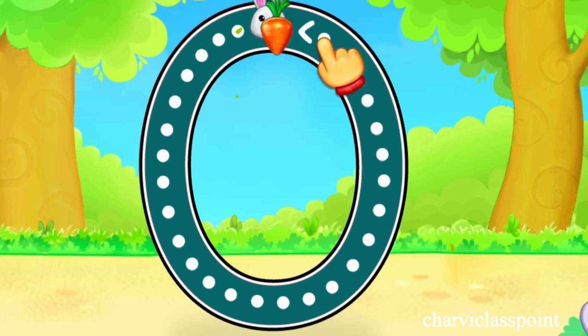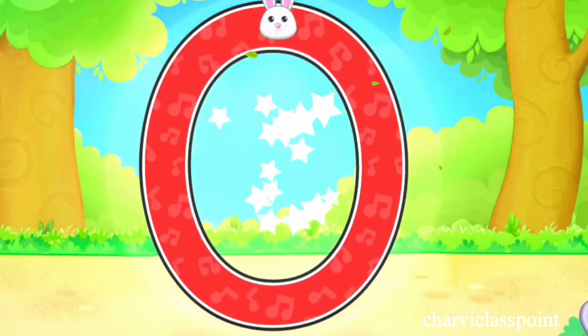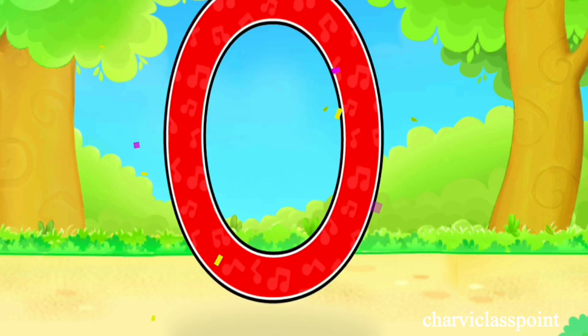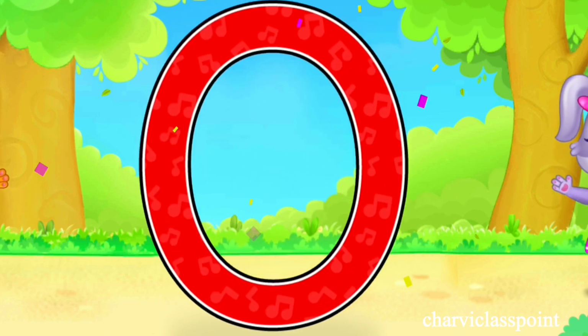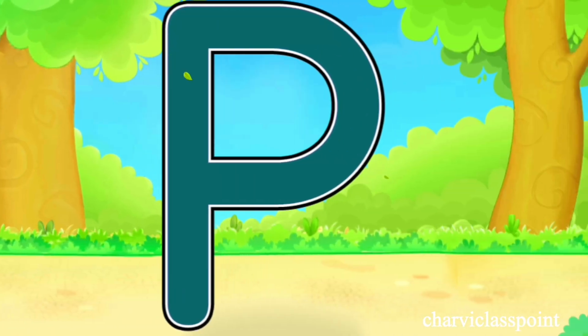O. Round shape. Trace the round. And we get O. O for orange. O for orange. Yay. Next letter is P.